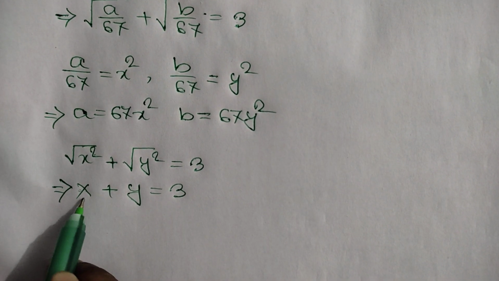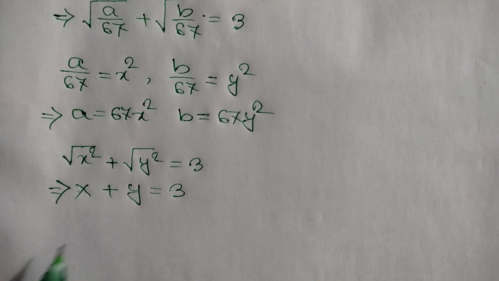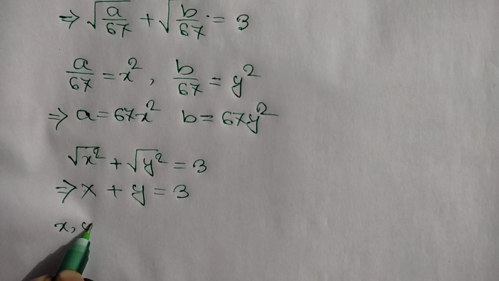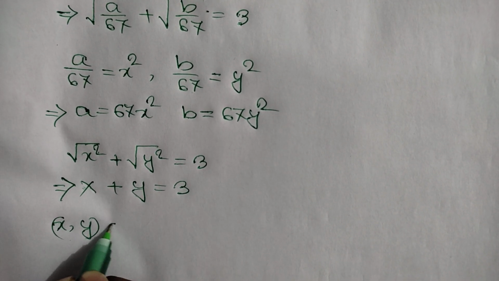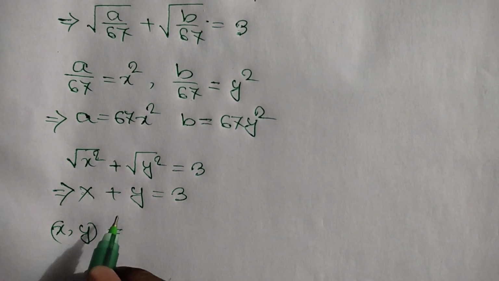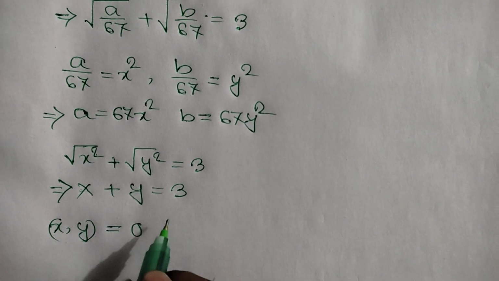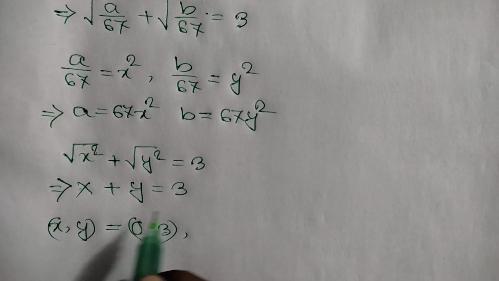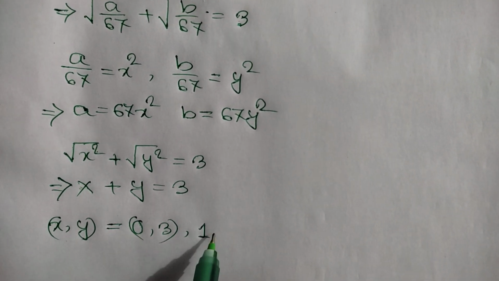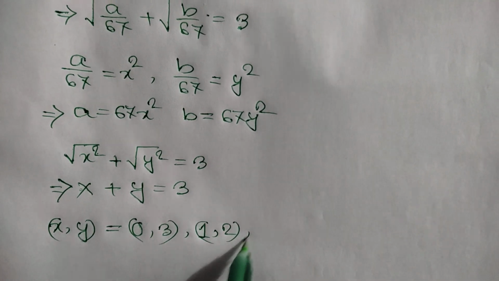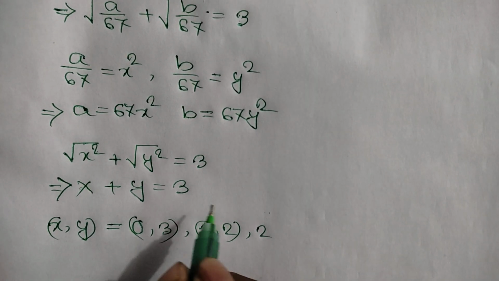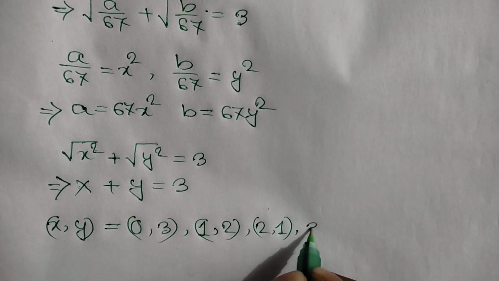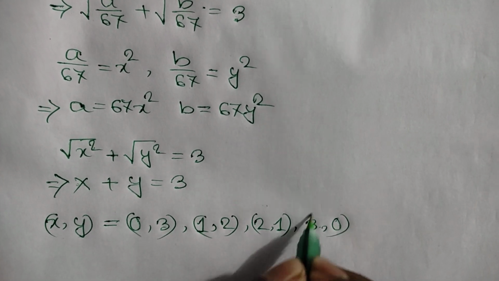Here x and y are non-negative integers, so the possible combinations of x, y are: when x is equal to 0, y will be 3; when x is equal to 1, y will be 2; when x is equal to 2, y will be 1; and when x is equal to 3, then y will be 0.